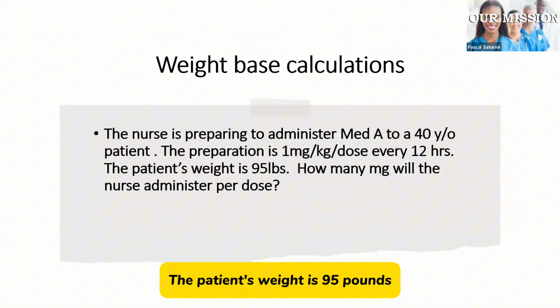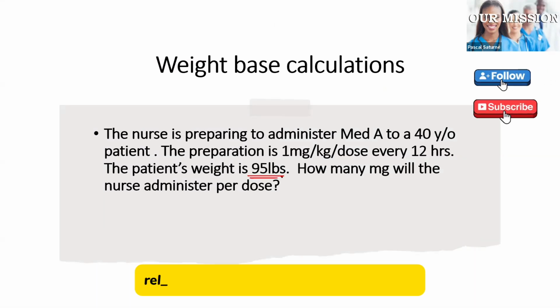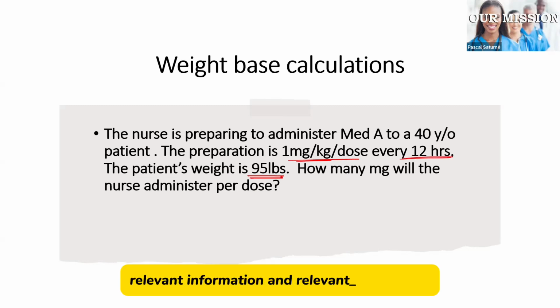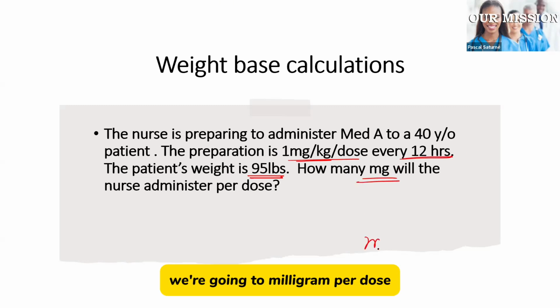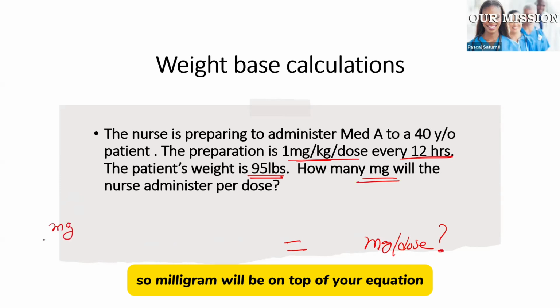The patient's weight is 95 pounds. How many milligrams would the nurse administer per dose? So, relevant information. We're going for milligram per dose. If milligram per dose is where you're going, so milligram will be on top of your equation.